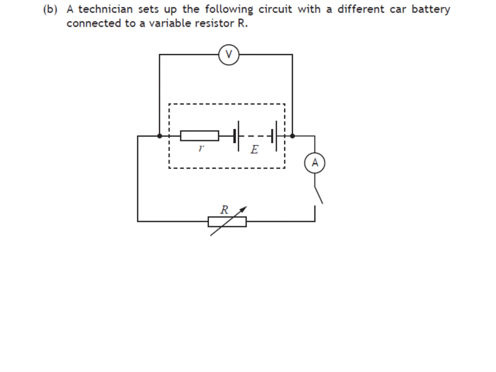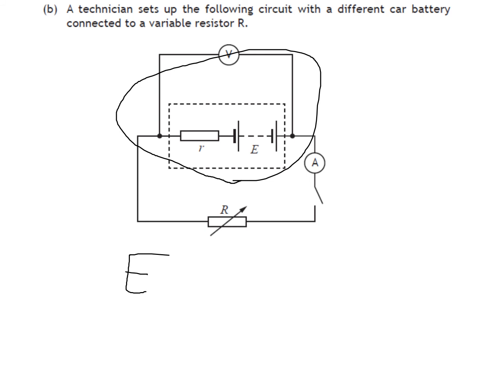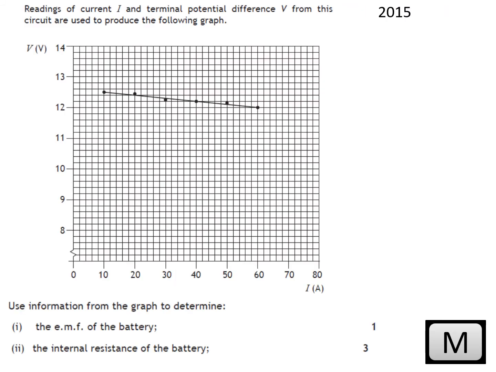A technician sets up the following circuit with a car battery connected to a variable resistor R. So notice you've got your internal resistance. As soon as you see this symbol here, you know you're talking about internal resistance, so you should automatically be thinking of this equation here. Okay, so thinking routines, folks, you're thinking straight away KFC. You've got your load resistor there, you've got your ammeter and your voltmeter. It looks like a standard kind of internal resistance question. So here's the next bit.